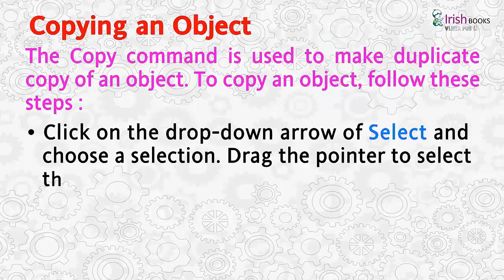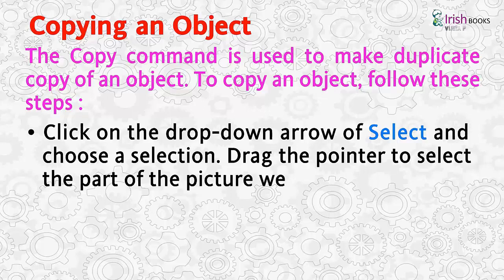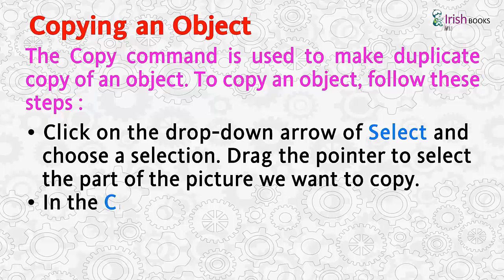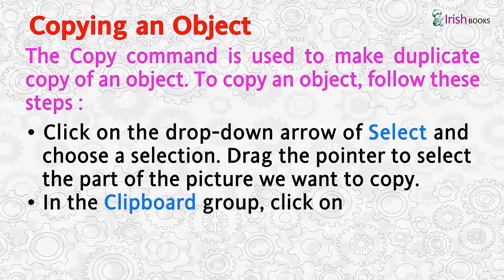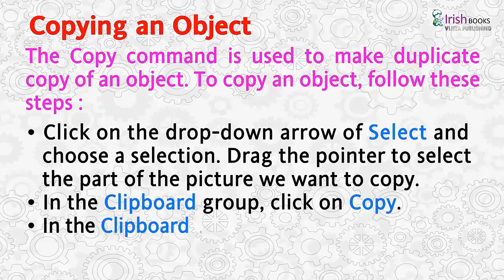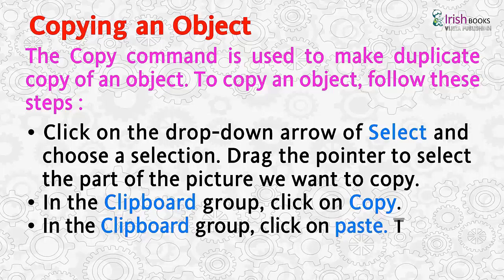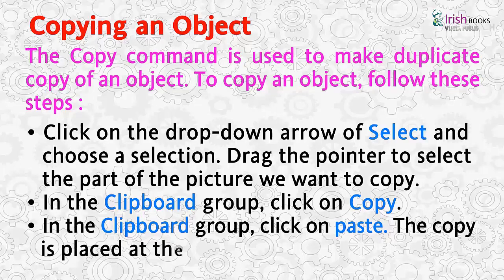Copying an object. The copy command is used to make a duplicate copy of an object. To copy an object, follow these steps. Click on the drop-down arrow of Select and choose a selection. Drag the pointer to select the part of the picture we want to copy. In the clipboard group, click on Copy. In the clipboard group, click on Paste. The copy is placed at the top left corner of the drawing area.